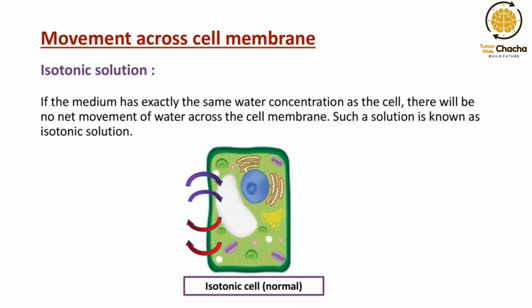Number 3. Isotonic solution. If the medium has exactly the same water concentration as the cell, there will be no net movement of water across the cell membrane. Such a solution is known as an isotonic solution.